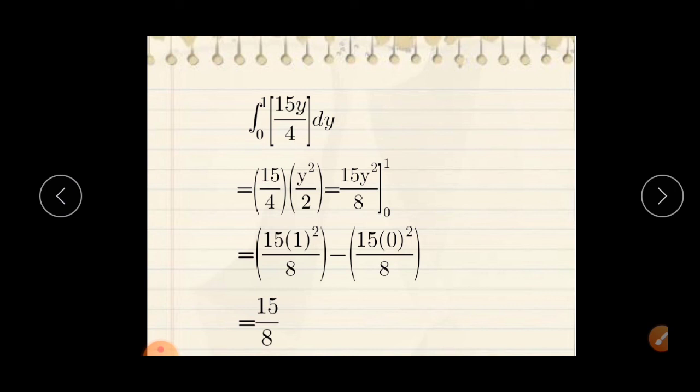So this is the final answer of our example, which is 15 over 8. So that's all.